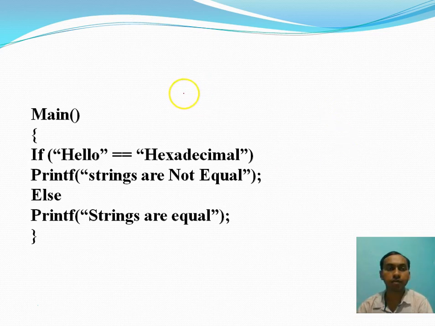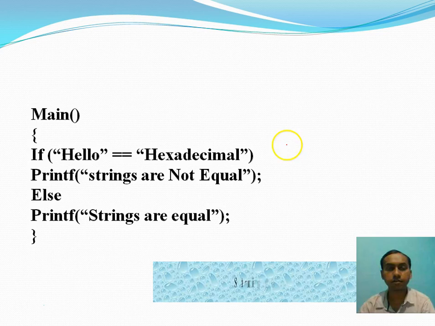After that, there is a program: #include <stdio.h>, #include <conio.h>, main. If "hello" equals "hexadecimal", printf "strings are equal", else printf "strings are not equal". So we are comparing hello and hexadecimal, which are two strings. What will it do? Think about it. The output will be strings are equal.